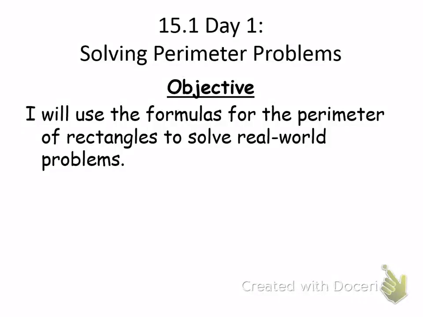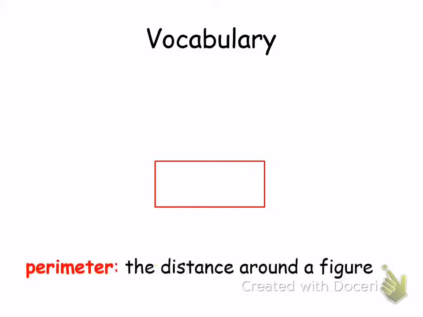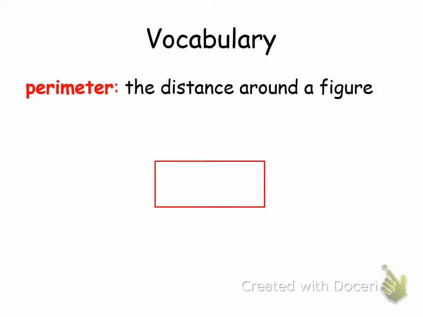Today's topic is topic 15, day 1, solving perimeter problems. The objective for today is I will use the formulas for perimeter of rectangles to solve real-world problems. A couple of vocabulary things we need to note today. Perimeter means the distance around a figure.